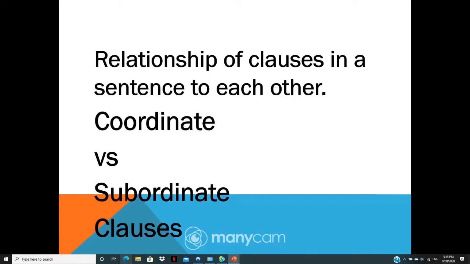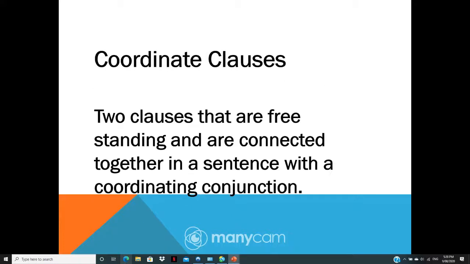Now let's have a look at the relationship of clauses in a sentence to each other. So we're going to look at coordinate versus subordinate clauses and the difference between the two. Coordinate clauses: two clauses that are freestanding and are connected together in a sentence with a coordinating conjunction.